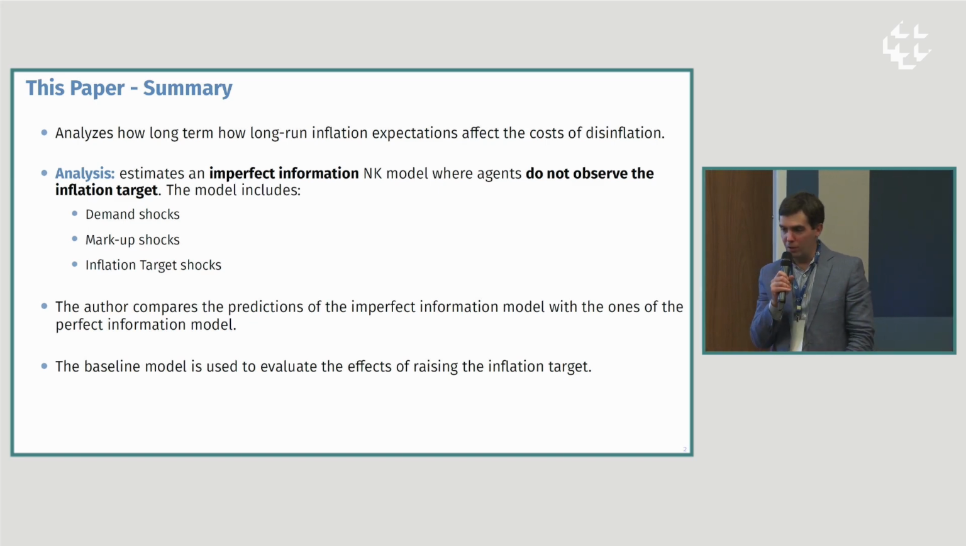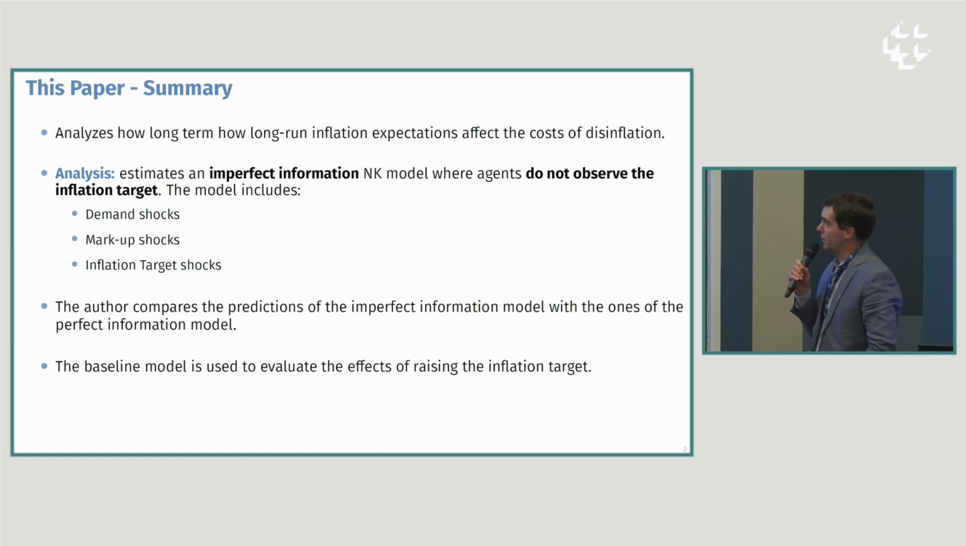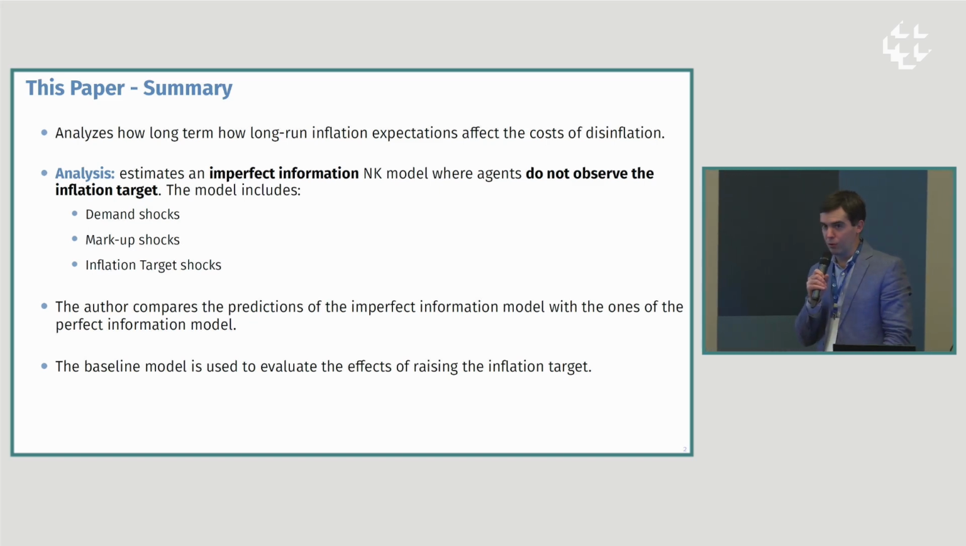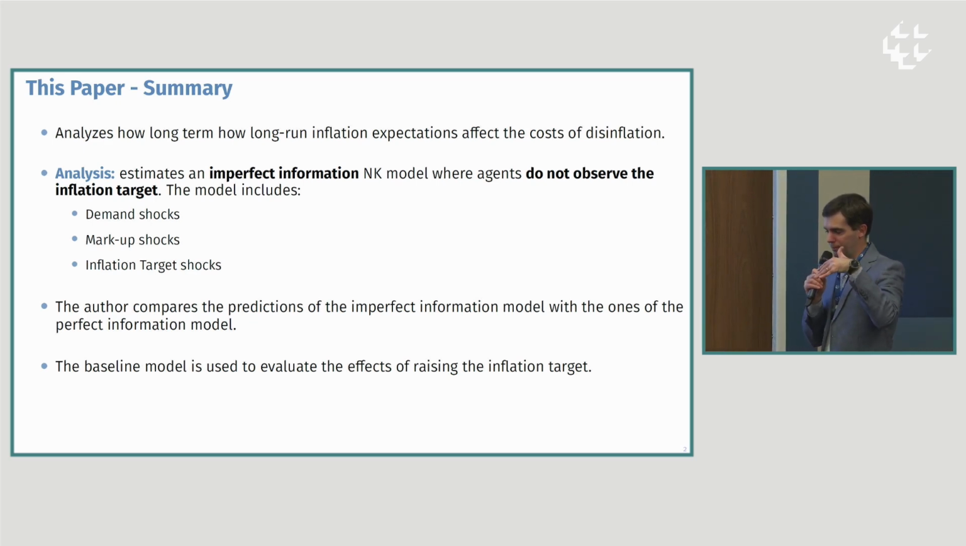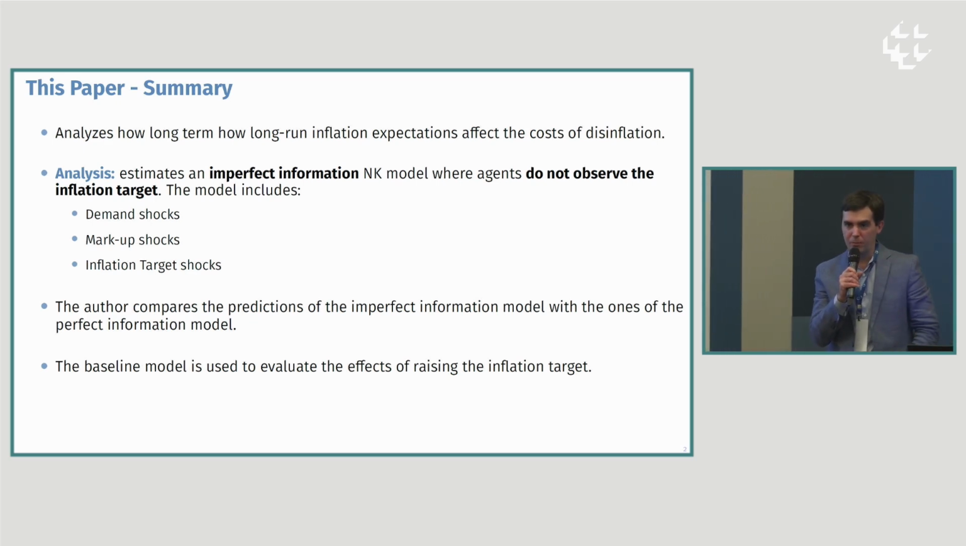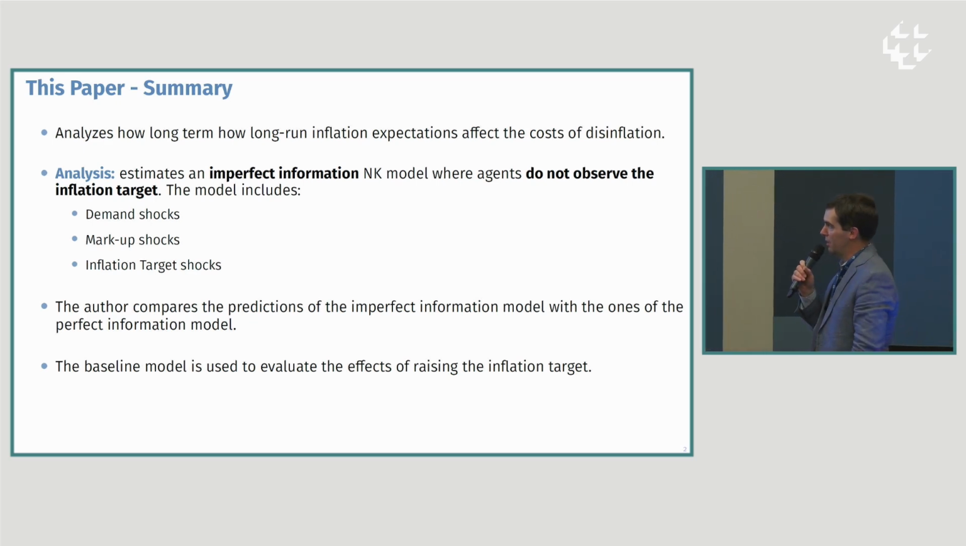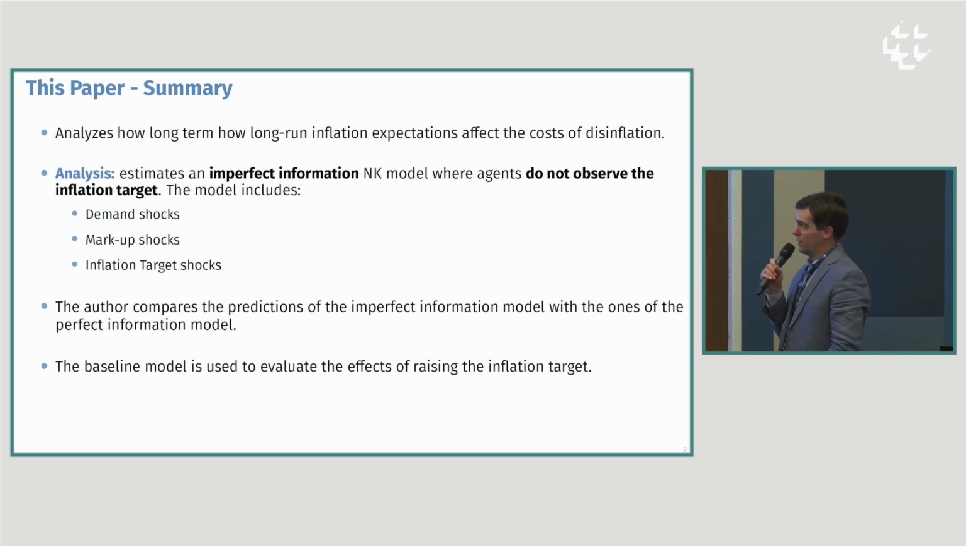The author proposes a model where there's imperfect information. Basically, agents don't know exactly the source of the shocks; they are not sure about the target. There can be shocks to the perceived inflation target, as I would call it. There can be demand shocks and there can be markup shocks.